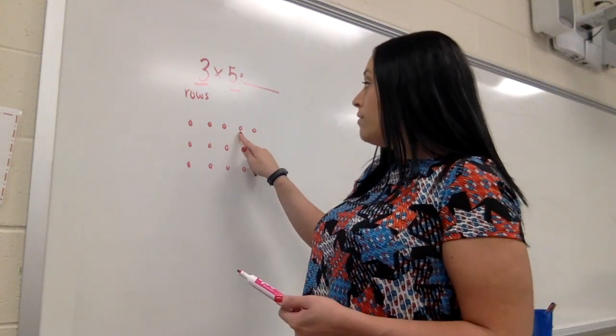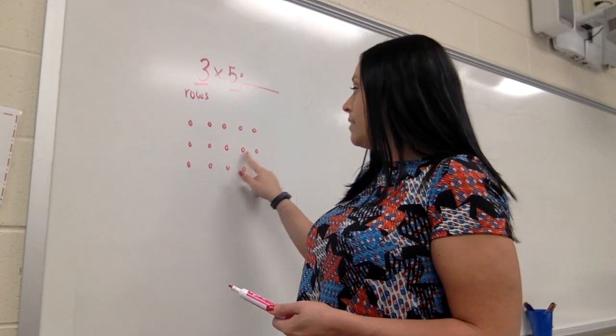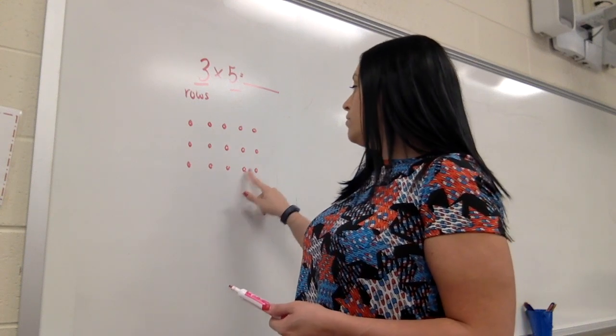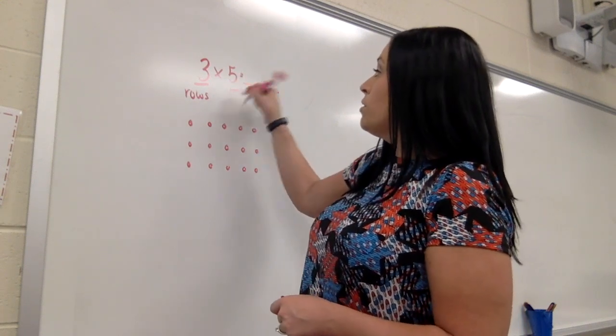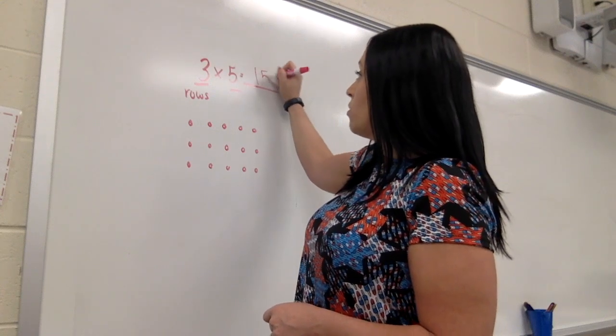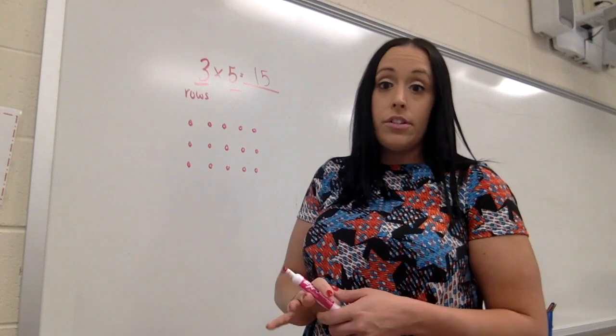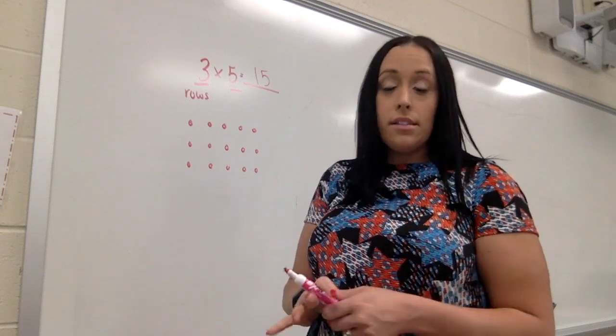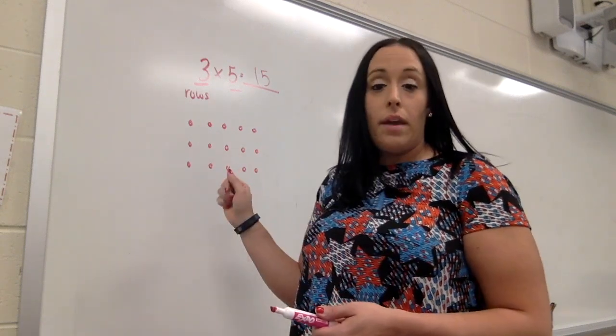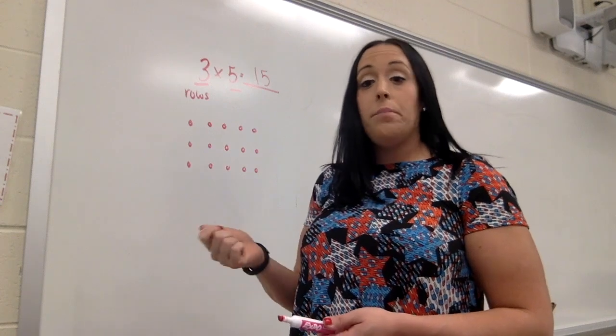1, 2, 3, 4, 5, 6, 7, 8, 9, 10, 11, 12, 13, 14, 15. So 3 rows with 5 in each row would give you a total of 15 counters, which we also use in class to create them on the desks. This is just a visual way for them to be able to quickly do it on paper.